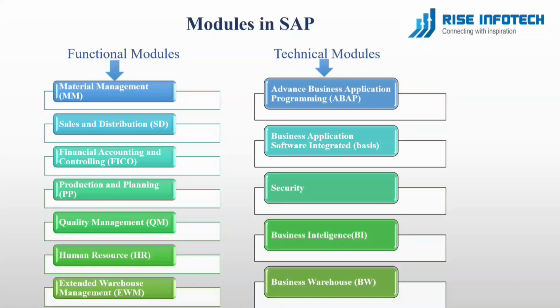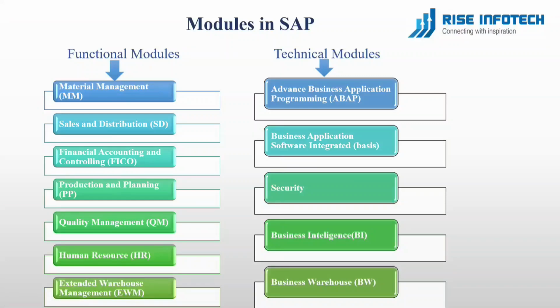That is called production planning. Then quality management. We inspect and check the quality of the materials, with respect to service also. That is called quality management. Then come to human resource. Human resource takes care of employee responsibilities like documentation, attendance, pay slip, anything related to employees. Then come to extended warehouse management.